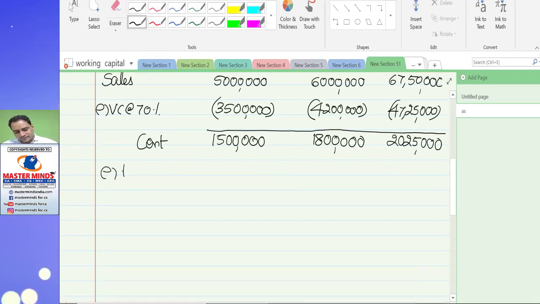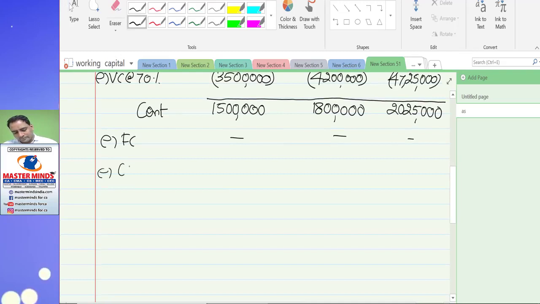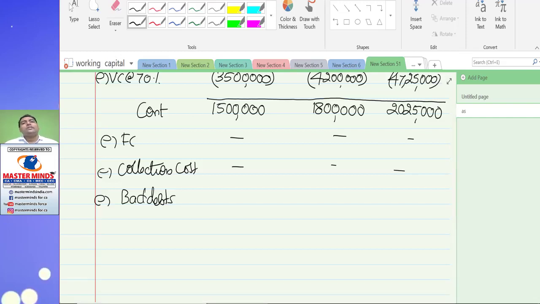Less fixed cost, not given. Collection and administration costs, not given. Bad debts, quantified and given. If they are expressed as a percentage, calculate on sale value.